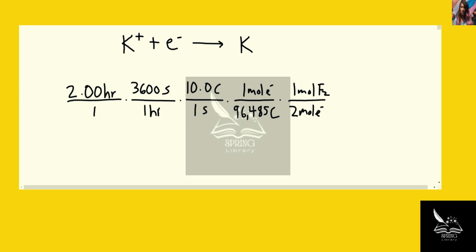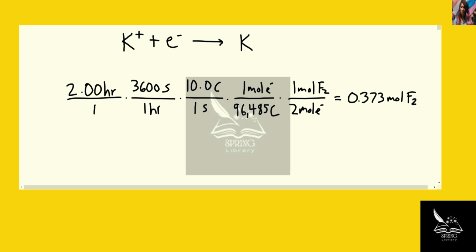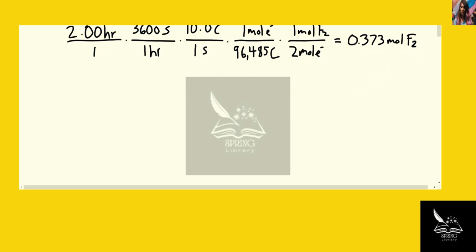So now we are left with units of total moles of F2 gas. When we multiply out those ratios, that comes out to about 0.373 moles of F2 gas. And now we can use the ideal gas law to solve for the volume. We know that the ideal gas law is PV equals nRT. So to rearrange that to solve for volume, that is nRT over P.